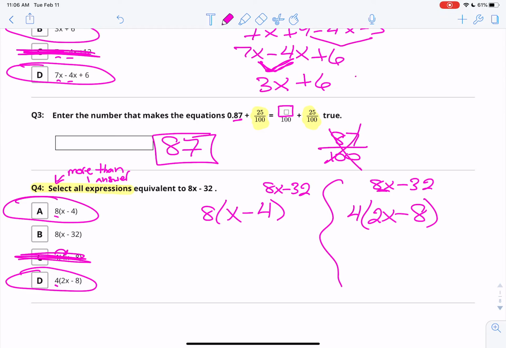And B, if we did 8 times x, we do get the 8x back, but 8 times 32 is way bigger than 32, guys. 8 times 32 would be, let's see, what is it? It is 256, so that wouldn't work. So remember, the distributive property is you multiply that 8 with the first term and then with the second term. And 8 times 32 does not equal 32, so that doesn't work either. So it's going to be A or D.